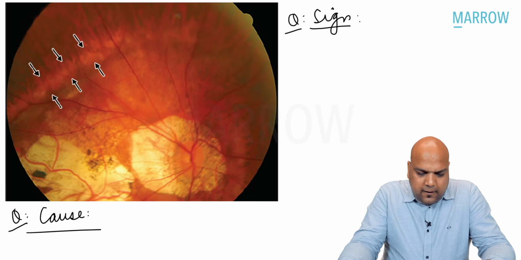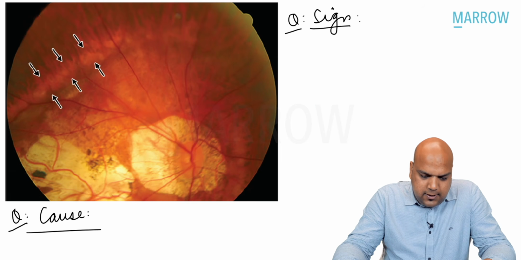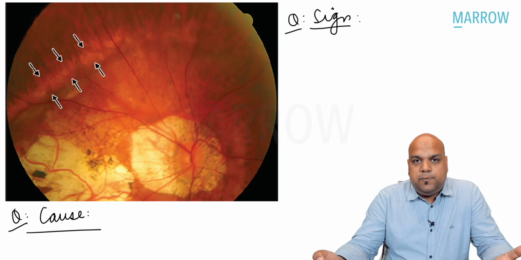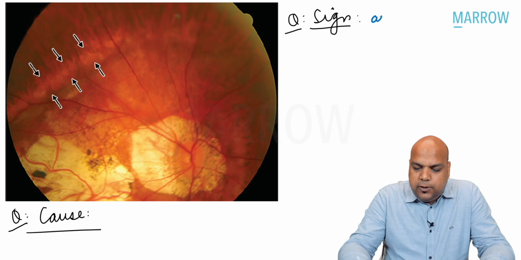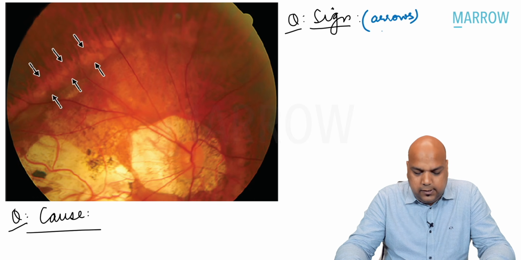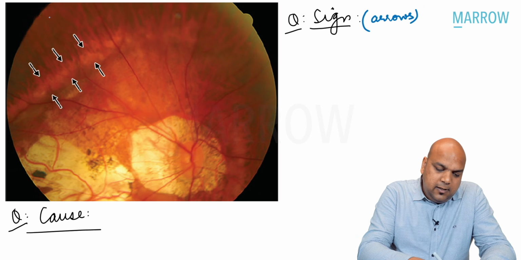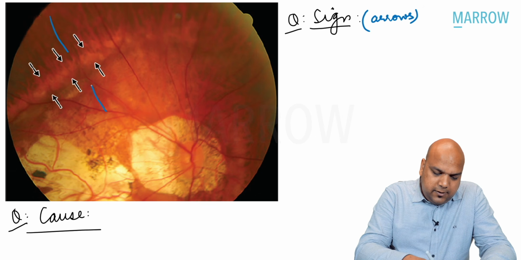Okay. What is the sign and what is the cause? So obviously there are multiple signs in this photograph for me. If they're asking you the sign, they're asking you between the arrows because they have given arrows, obviously. So it should be written here, or it would be written if such a question is asked, the arrows. Okay. Now what do we see in the arrows? Pretty simple. This is my fundus.